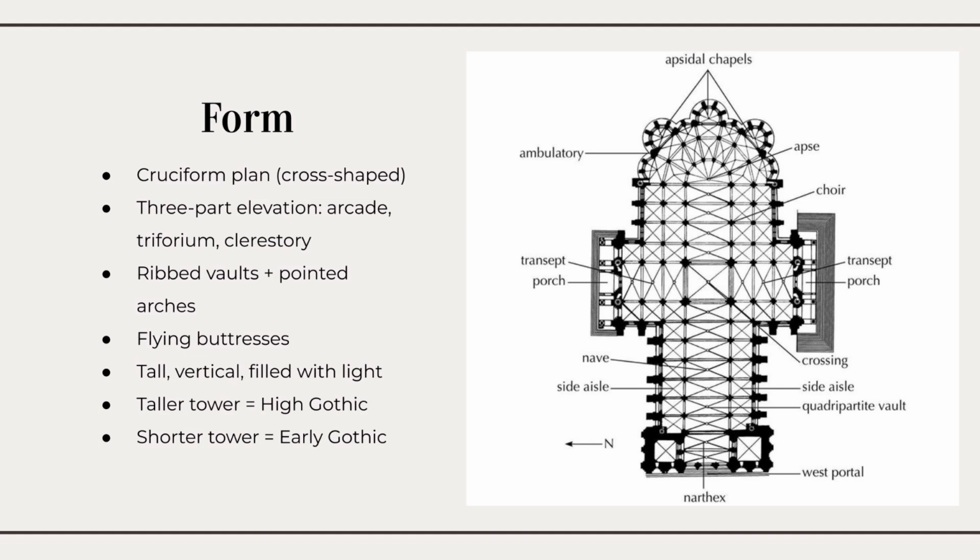Char used ribbed vaults and pointed arches, which is good because this allowed the ceilings to be way higher than before while still supporting all the weight. The pointed arches also help spread the weight more efficiently than old rounded Romanesque arches.